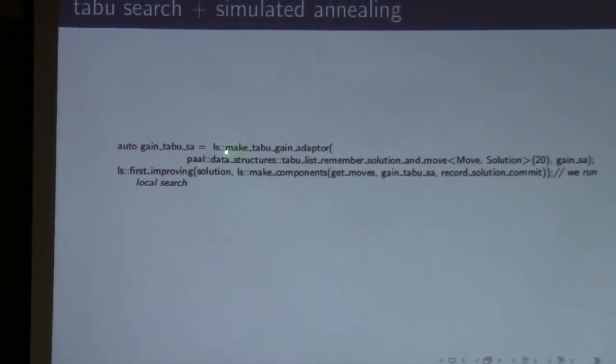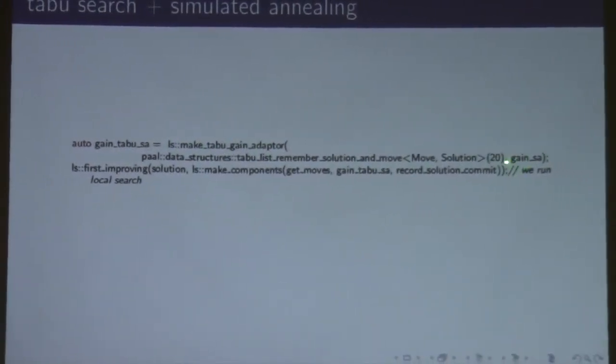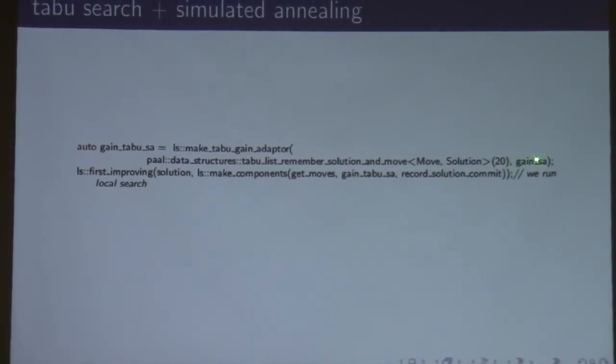And what happens if we want to combine these two strategies, combine tabu search and simulated annealing? That's nothing easier. We just compose these two functions. So now we create our tabu gain adapter and provide this simulated annealing gain, which was introduced before, and you compose them. You run it, and it works. You can do it the other way around, and it actually means something different. And this is very flexible, and you can use it.